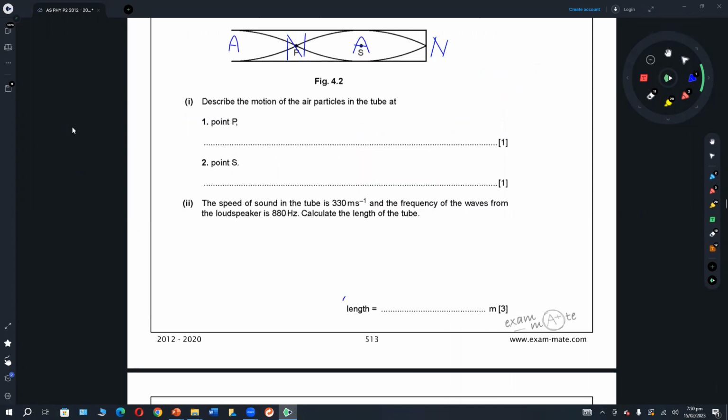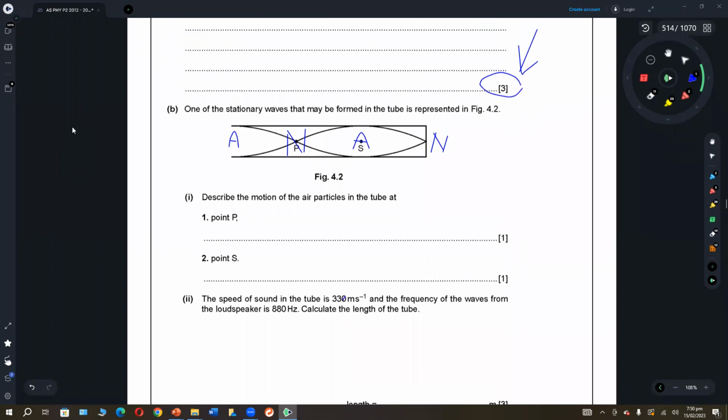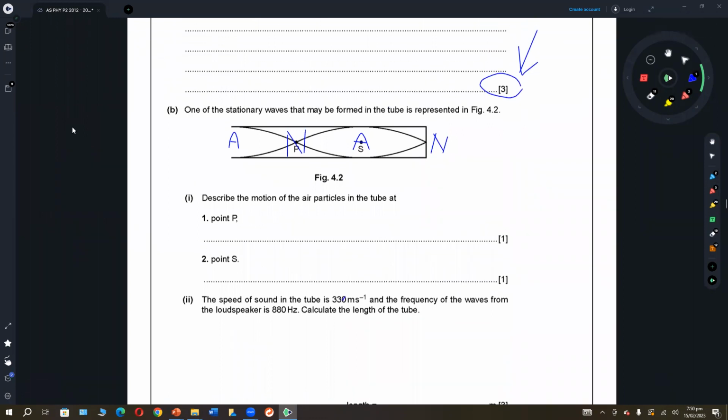The speed of sound in the tube is 330 and the frequency of the wave from the loudspeaker is 880. Calculate the length of the tube. This is a bit tricky part, and you just have to remember that he's talking about this figure 4.2. And I mark the tube length as L for you. This is the length of the tube. Now, do you remember I explained to you that this is the only calculation which comes, that what is the length? So now you can tell me what is the length.